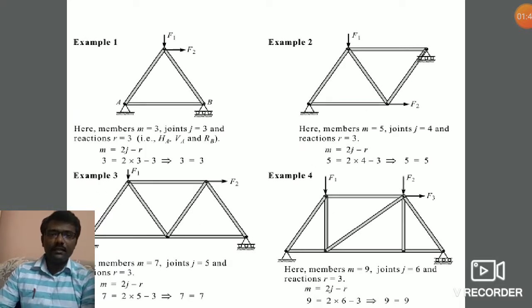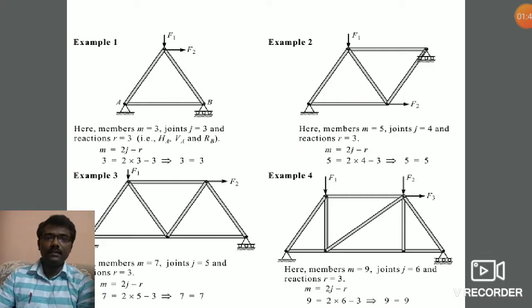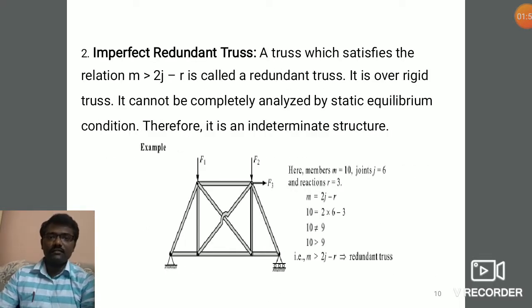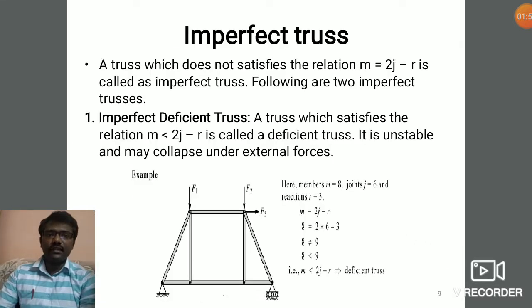We see the example in the first diagram: the number of members is 3 and the number of joints is also 3. If you substitute in the equation, you will get 3 is equal to 3, so it satisfies the equation. That is known as a perfect truss. Then an imperfect truss is a truss which does not satisfy the relation m is equal to 2j minus r. If you see the diagram, here the number of members is 8 and the number of joints is 6. If you substitute in the equation, you will get 8 less than 9.